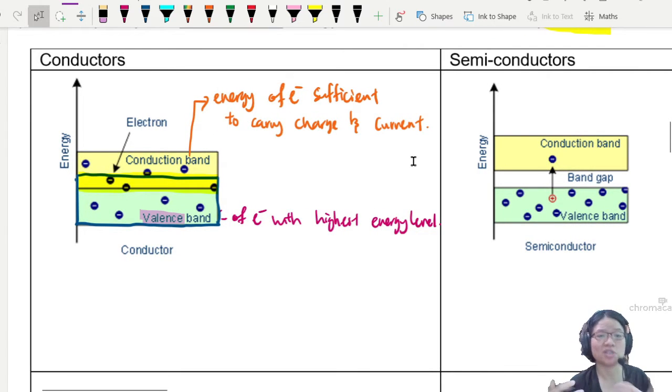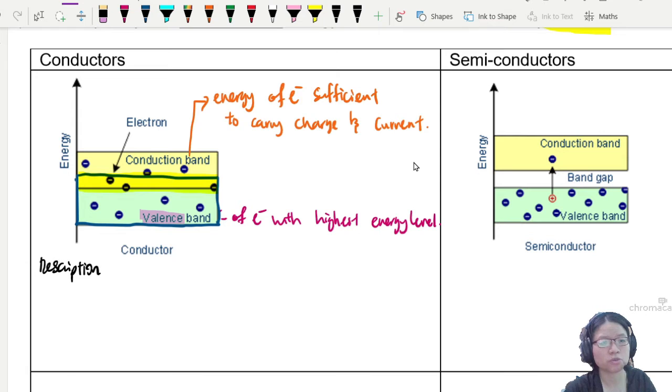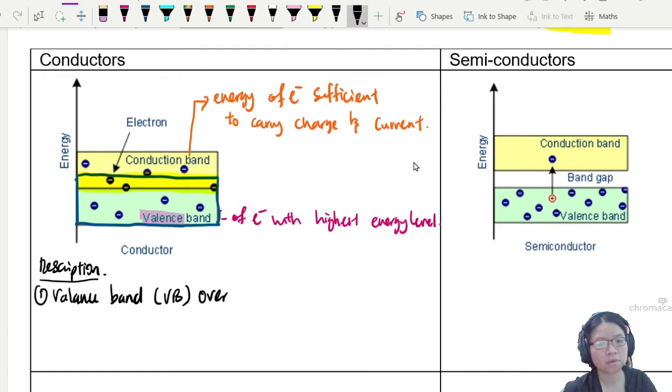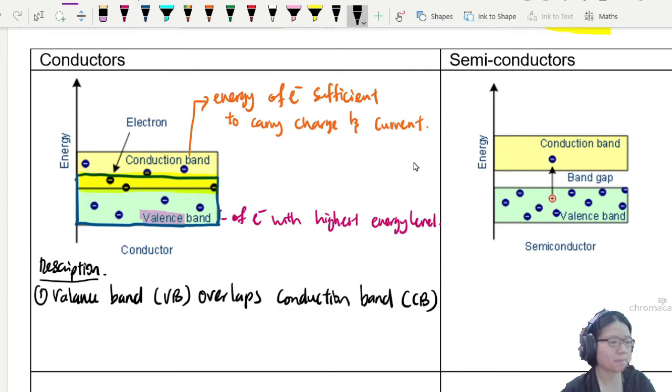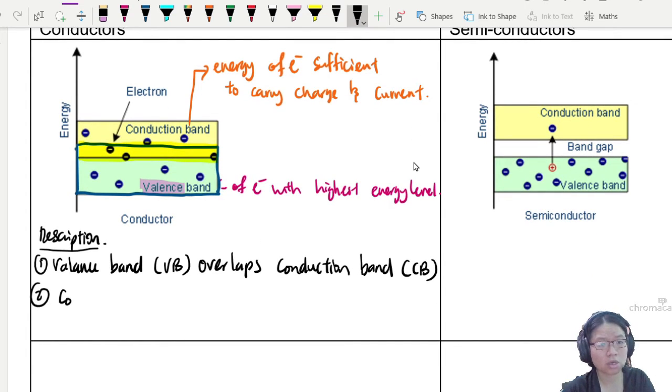Okay, so let us try to describe the bands first. And then here we will say that the valence band. So for some description, because sometimes you need to use the description in your explanation. All right, so if you understand this picture, you can describe the valence band and the conduction band. So number 1, valence band, I will use the short form VB, overlaps conduction band. I will use the short form CB. And because of this, number 2, the forbidden band doesn't exist.